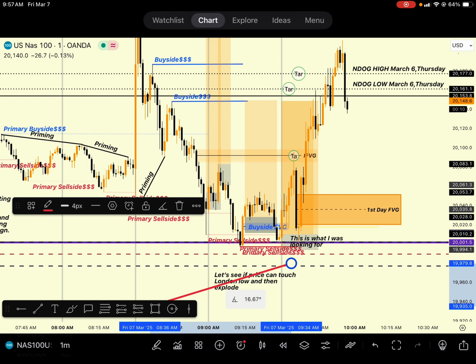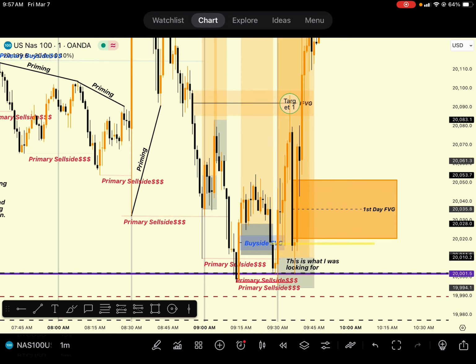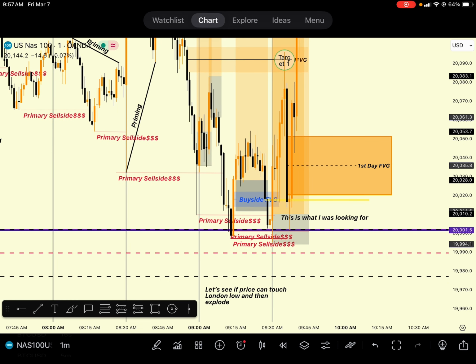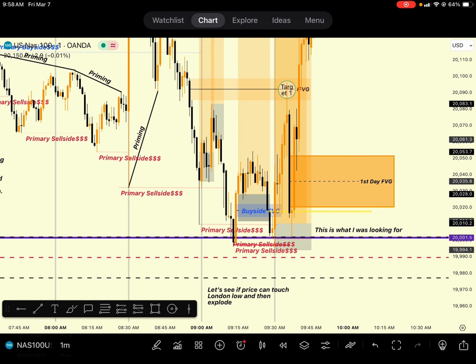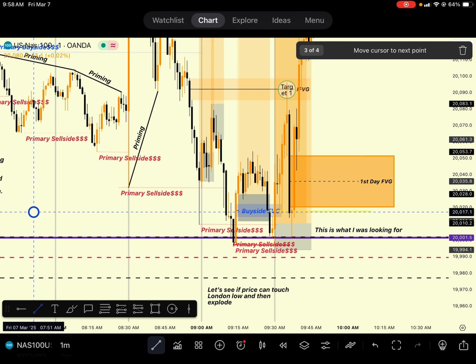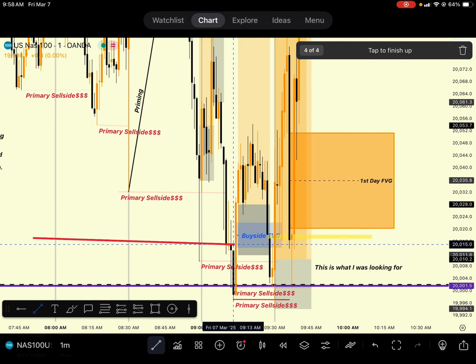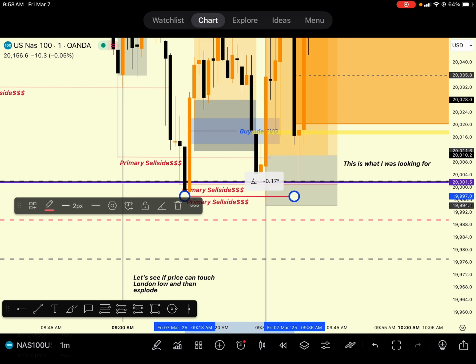And I knew I was so close, which was fine with me because I feel like I'm growing and I'm getting closer and closer to my answer, that when I took that loss, I seen it come right back down. And I was like, that was the one. Why? I want to say because of this. It swept out primary sell side liquidity again.